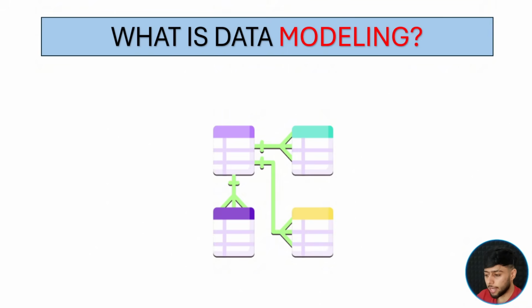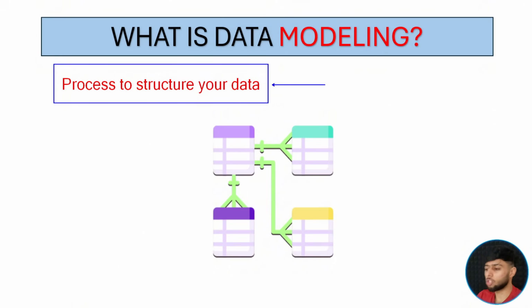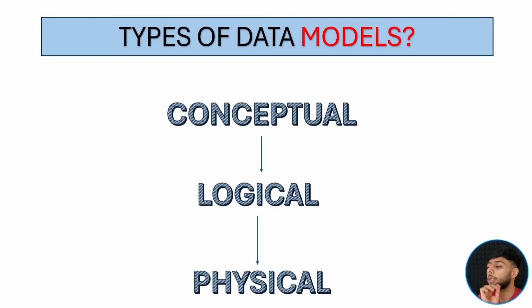So data modeling, let me just write it for you. Data modeling is nothing but just a process to structure your data, to give it a structure, bro. So this was the overview of data modeling. And let me tell you what exactly a data model is and what the types of data models are. Yes, we have multiple types of data models. So now let's talk about types of data models.